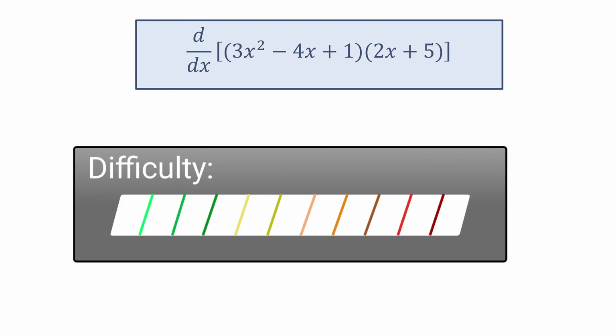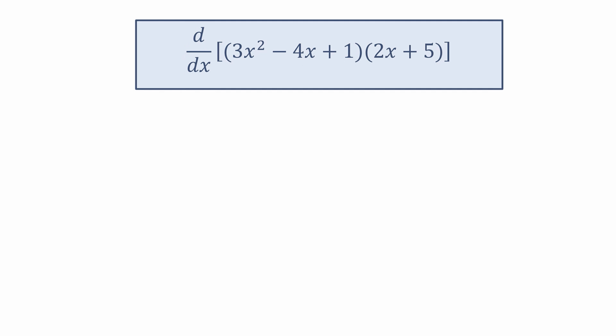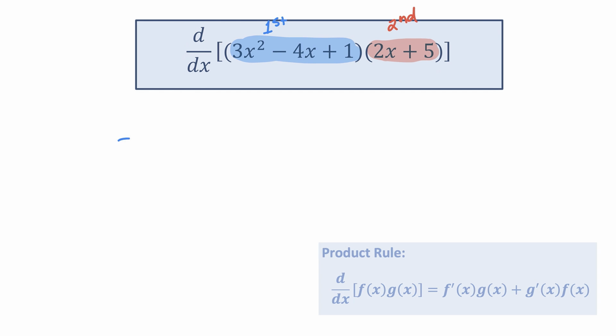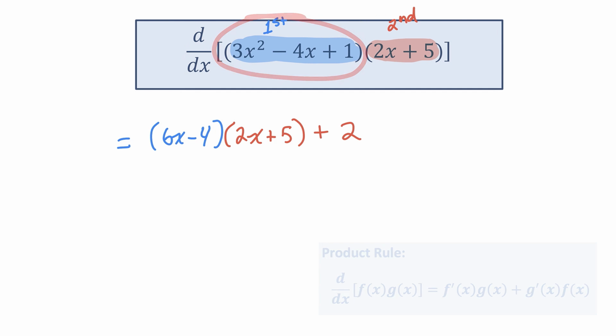Derivative number 3. This time we have two functions of x being multiplied together. So when I calculate the derivative of that product, I'll use the product rule of differentiation. I've highlighted the first function in blue and the second function in red, and now I'll do my derivative. The product rule says do the derivative of the first function, which would be 6x minus 4. That needs to be multiplied by the second function, plus the derivative of the second function, which is 2, and that needs to be multiplied by the first function.